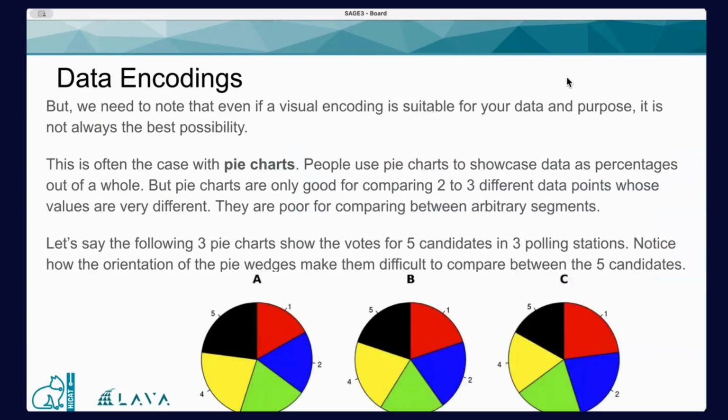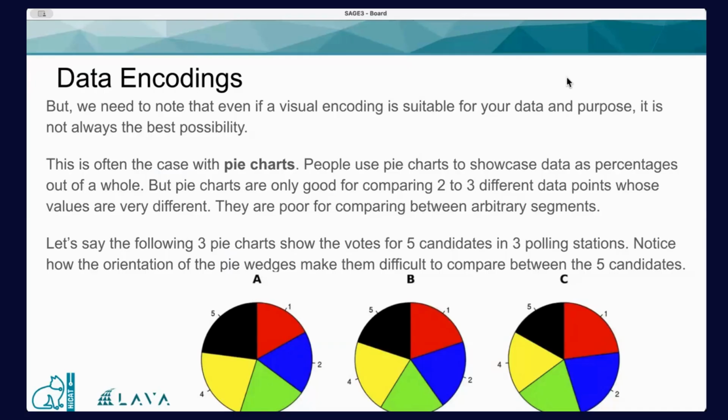But kind of like I was hinting, just because a data encoding is appropriate for a type of data doesn't mean that it's the best choice for that kind of data. And we can easily see this in this example with these 3 pie charts. So this is an example of 3 pie charts for votes for 5 candidates in 3 polling stations. And you can see that they're slightly different, but they're still kind of similar-ish.